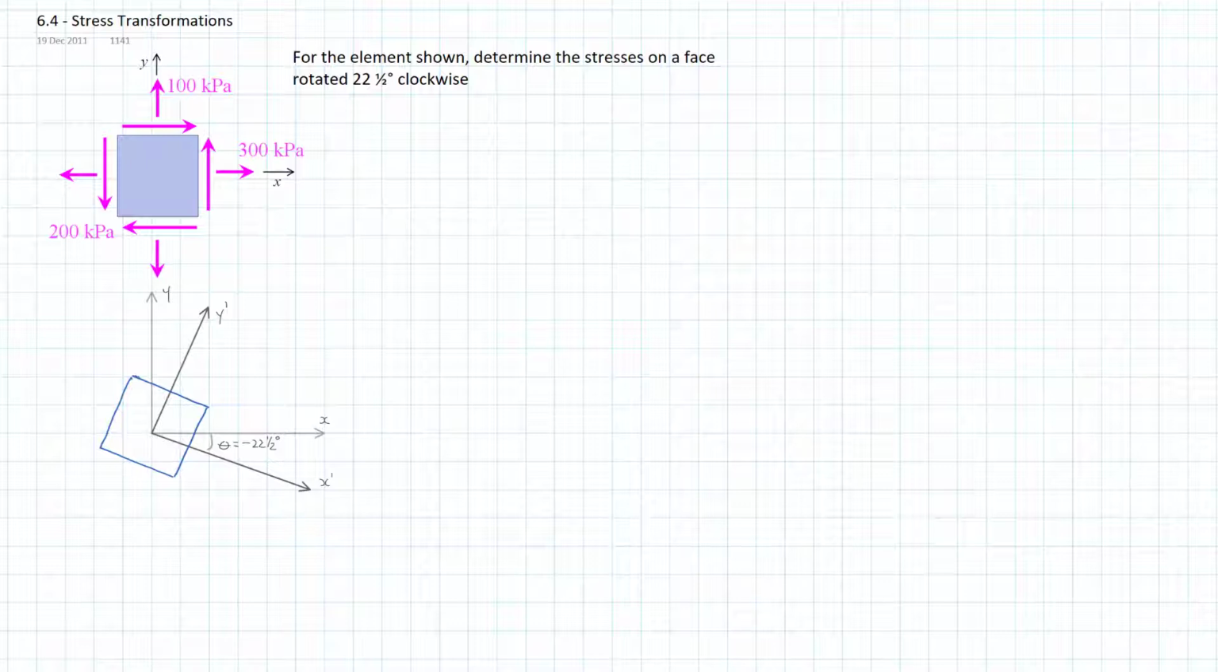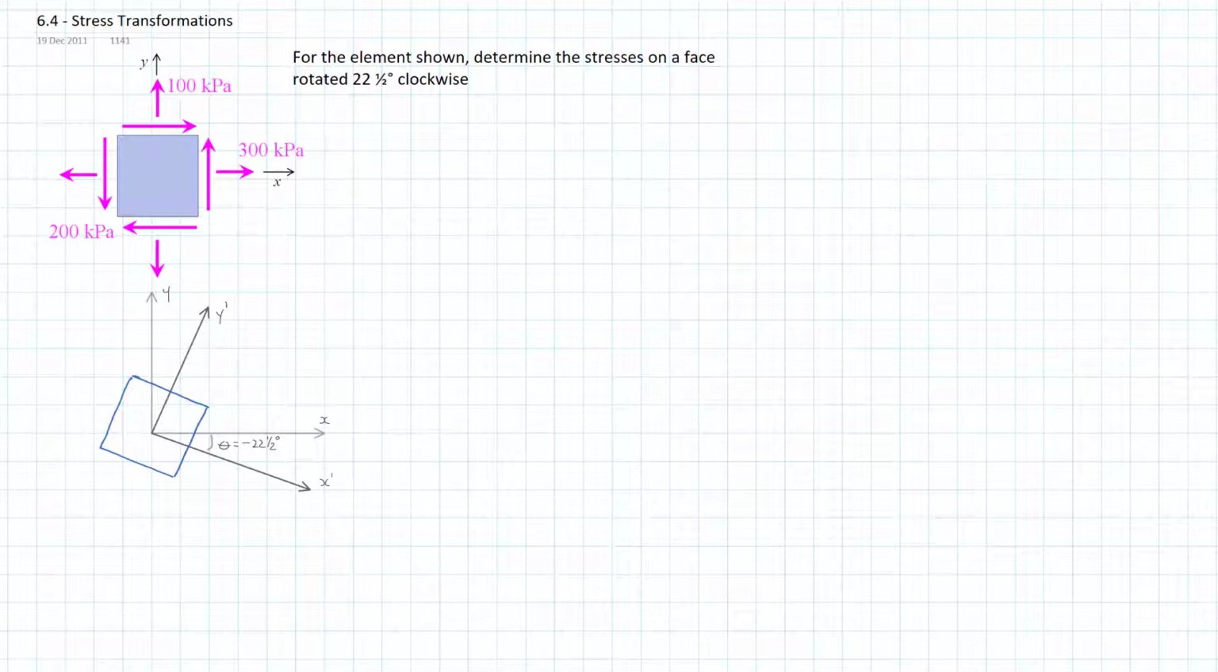So that means it's a positive shear stress of 200 kilopascals. And it says to determine the stresses on a face rotated 22.5 degrees clockwise. By our convention, clockwise is negative, so theta is going to be negative 22.5 degrees. I've drawn in here the element showing the orientation change, dropping it down 22.5 degrees below the horizontal. I've labeled my new axes x prime and y prime, rotated from x and from y respectively.